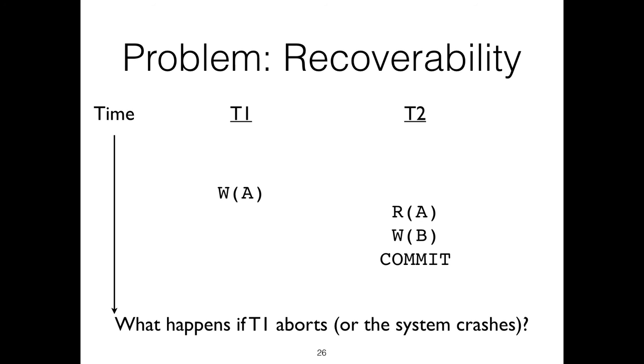So basically, the sequence of events that have occurred so far: T1 wrote to A, T2 read that value from A, and now wrote a separate value to B, and T2 wants to commit. So first off, can we let T2 commit at this point? No. Why?